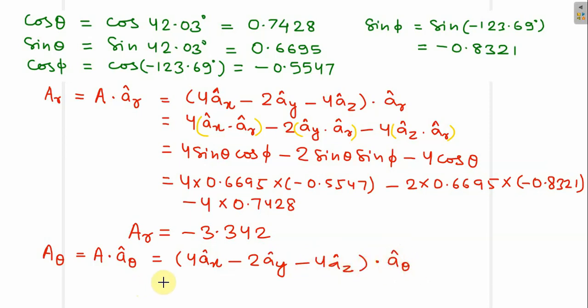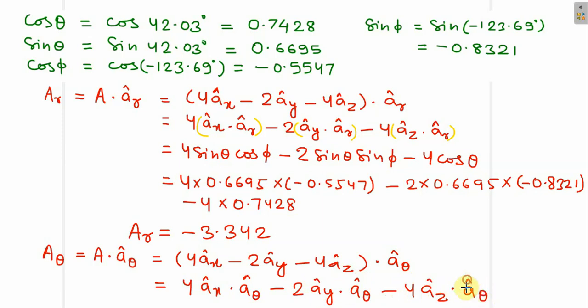Okay, and the dot product with a theta, so again this will be along the theta direction. So it is 4 ax dot a theta, minus 2 ay dot a theta, and minus 4 az dot a theta. Okay, now again you have to recall that transformation matrix. What is ax dot a theta, what is ay dot a theta, what is az dot a theta? That you will have to recall.